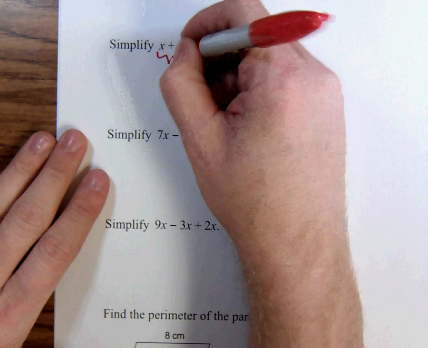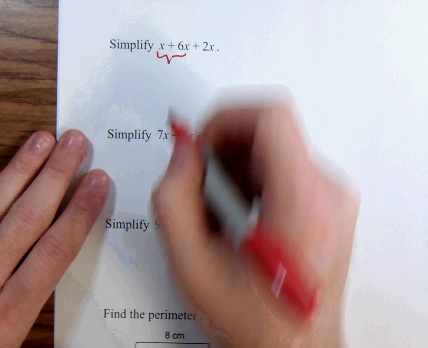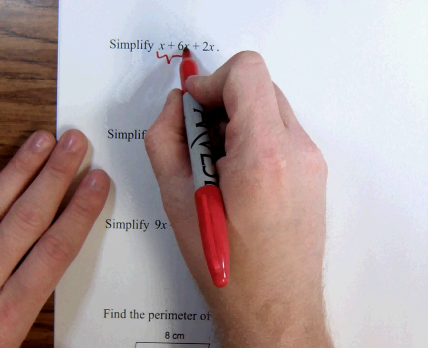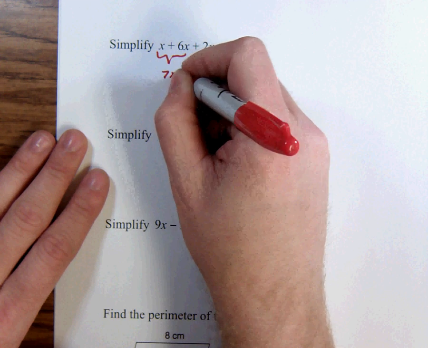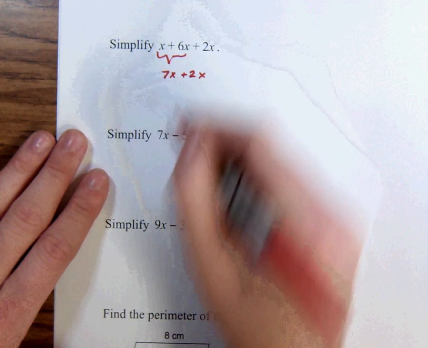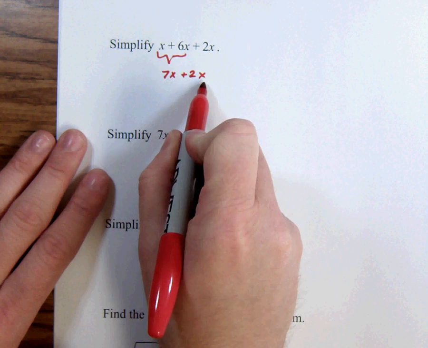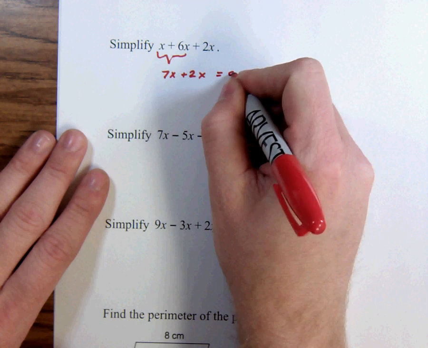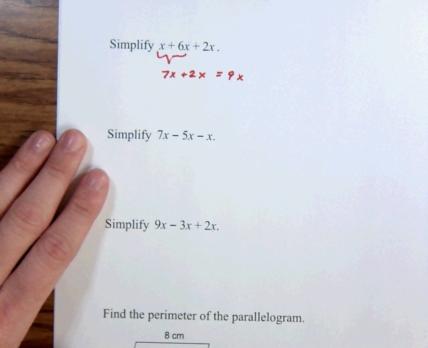So if we want to do this, you can do it all at the same time, but let's just go slow. 1x plus 6x is 7x. And we still have the 2x at the end. 7x plus 2x, well, that's equal to a total of 9 x's.